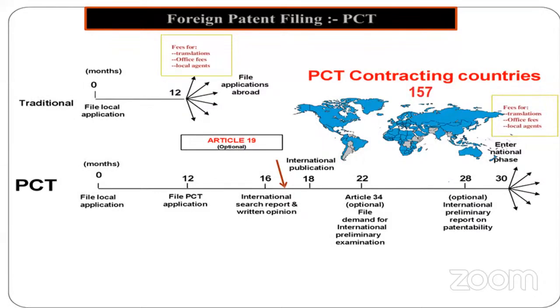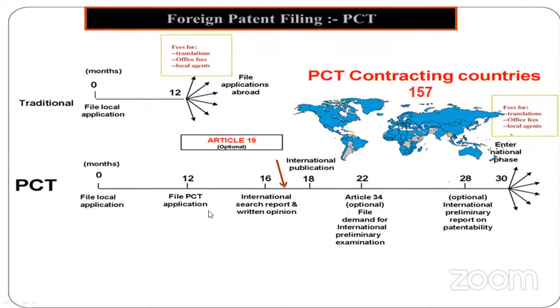First, we have to file our application in the local patent office, and within the timeline limit of 12 months, we have to file the PCT application. After filing the PCT application, after the expiry of 16 months, WIPO generates the international search report and a written opinion about the novelty, inventive step, and industrial applicability of your patent application.